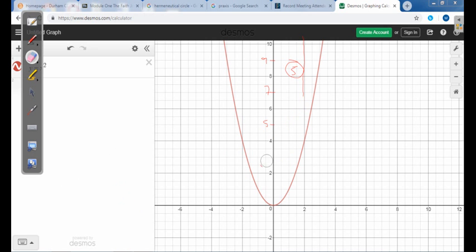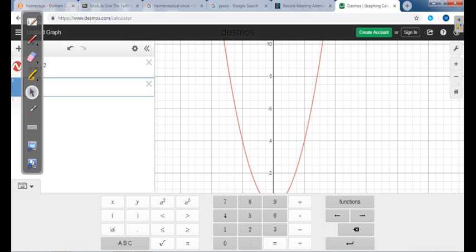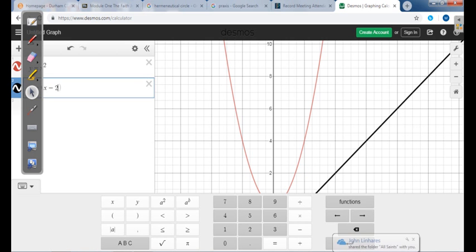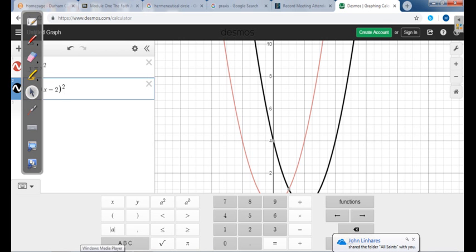All right, so here's what I have. Oops, I shouldn't have erased this. So what was your y equals? Yeah, bracket x minus 2, close bracket, square. Okay, let me hide this.